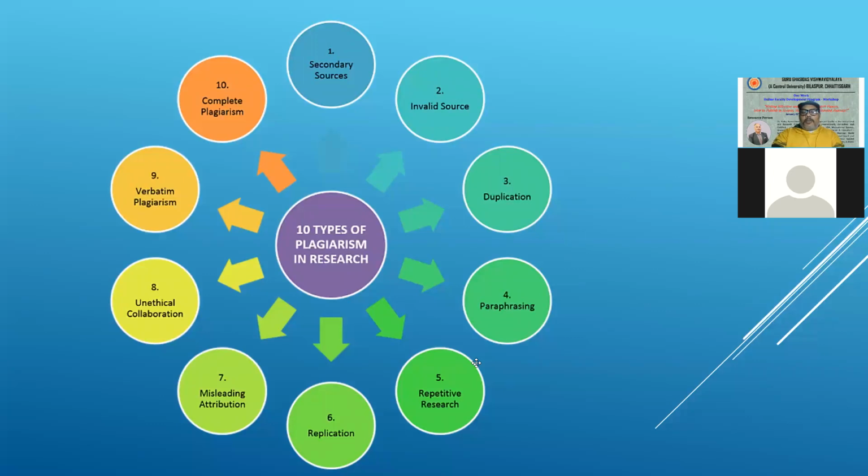Seventh is misleading attribution. Misleading means you are supposed to give the correct information, but you give the information in jalebi format. I told you about jalebi in an earlier session also: many people are smart enough to give information in a round-about, jalebi kind of way. That is the perfect example of misleading attribution. They say, no sir, I have given you the consent, I have given the references. How can you say that? Sometimes people argue, and it is bad behavior by the scholar.